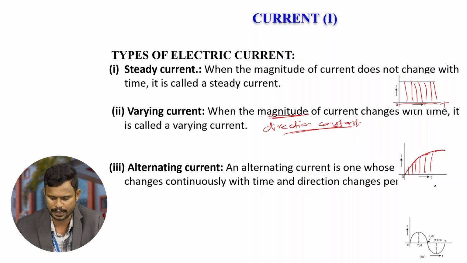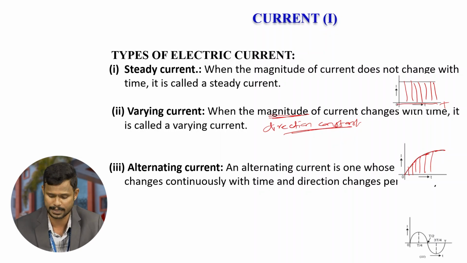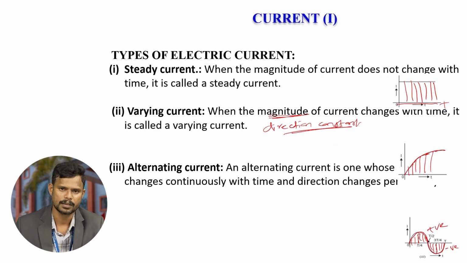Next, alternating current. Alternating current is the one whose magnitude and direction both change with respect to time. That is called alternating current, AC current. The magnitude value changes, and at the same time the direction also changes, positive cycle and negative cycle. So currents are classified into 3 types: one is DC current, DC variable current, and alternating current, that is AC current.